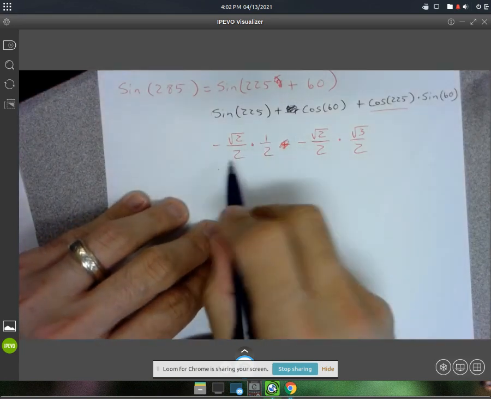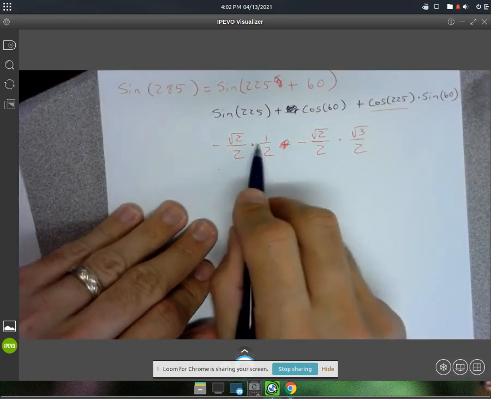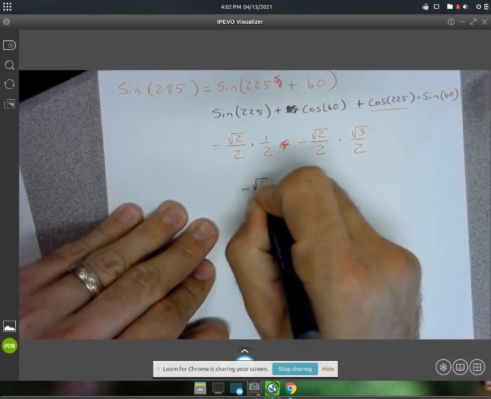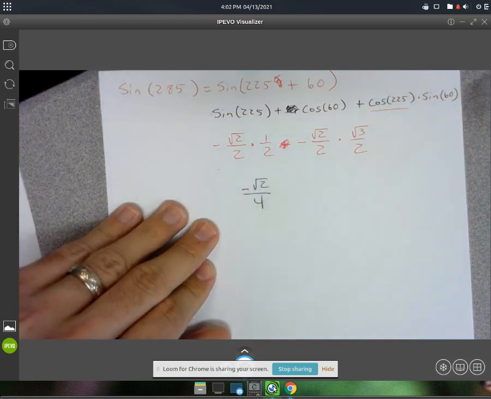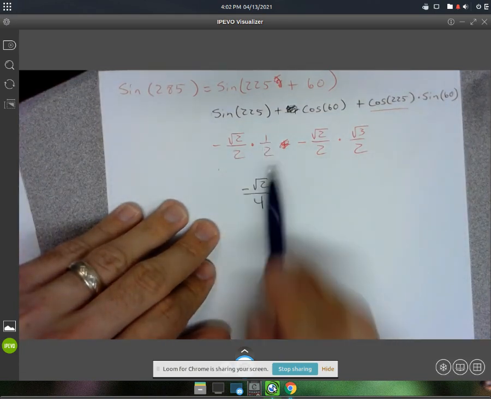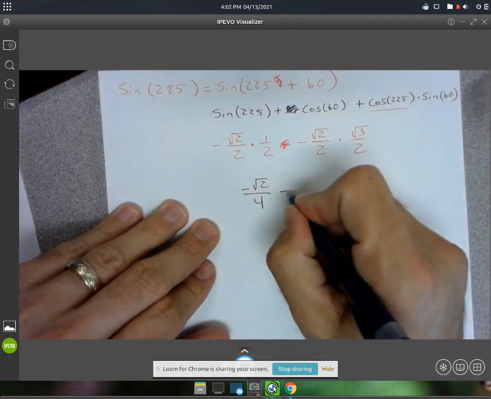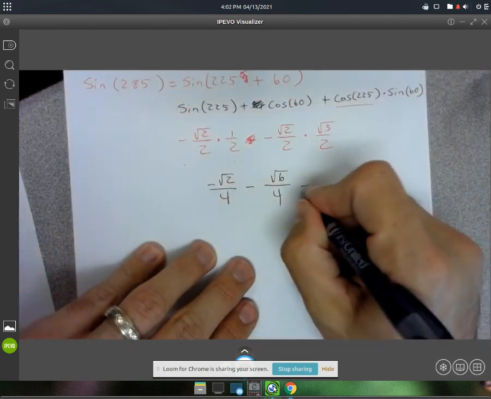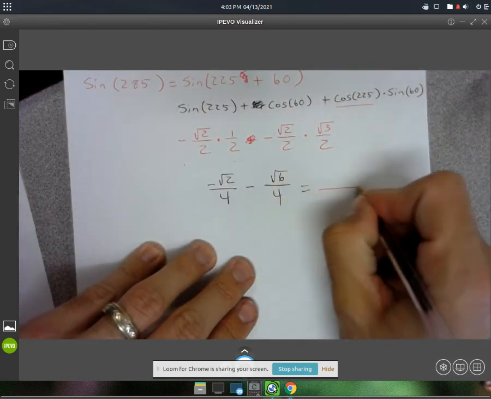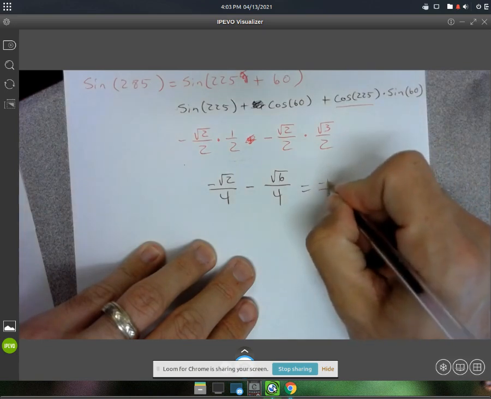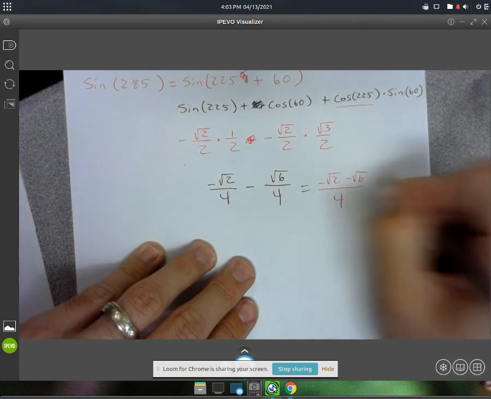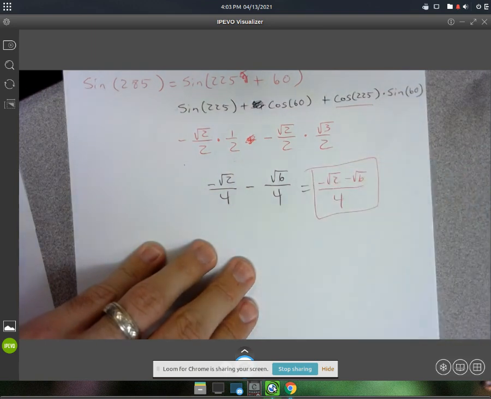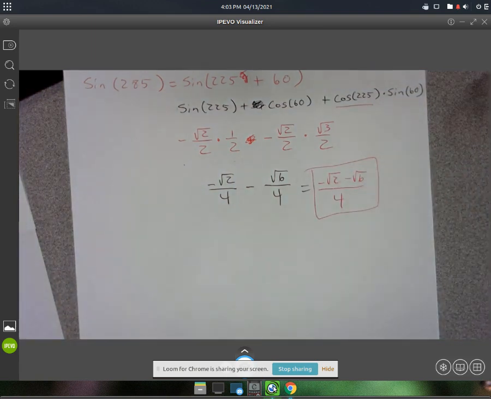Okay. So you multiply these. You're going to get negative root 2 over 4 on the first one, multiplying straight across. And then on the second one, it's a root 6 over 4. And we'll put those over one denominator and call it good. There we go. Negative root 2 minus root 6 over 4. There we go.